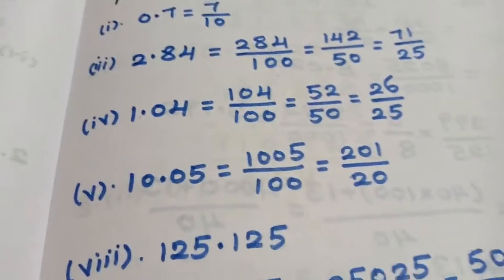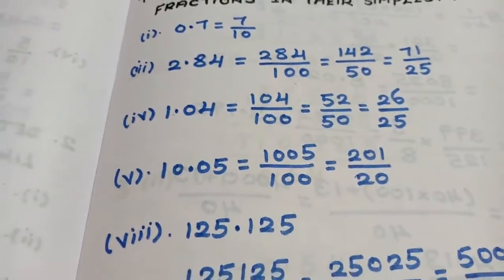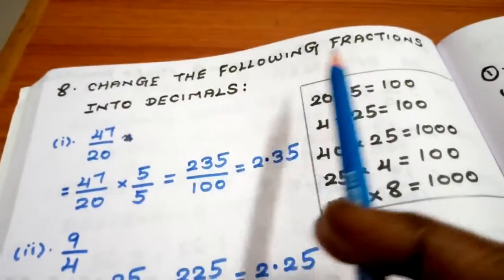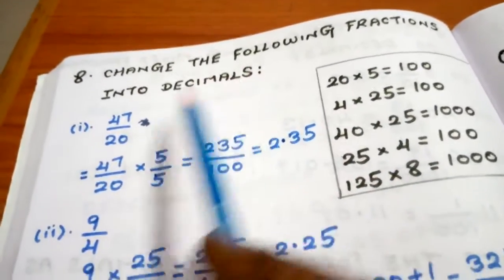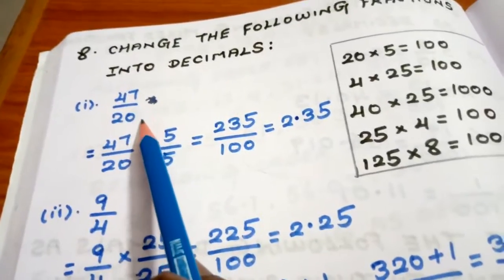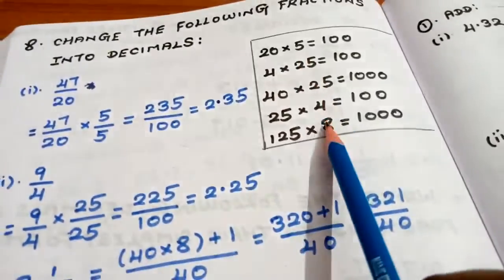So that is the concept of doing the sum, and if possible you are going to cancel the term and find the answer. Eighth question, change the following fraction into decimal. But if you see the denominator part, it is not in the form of 10, 100 and 1000. In this concept, you are going to keep these things in your mind.